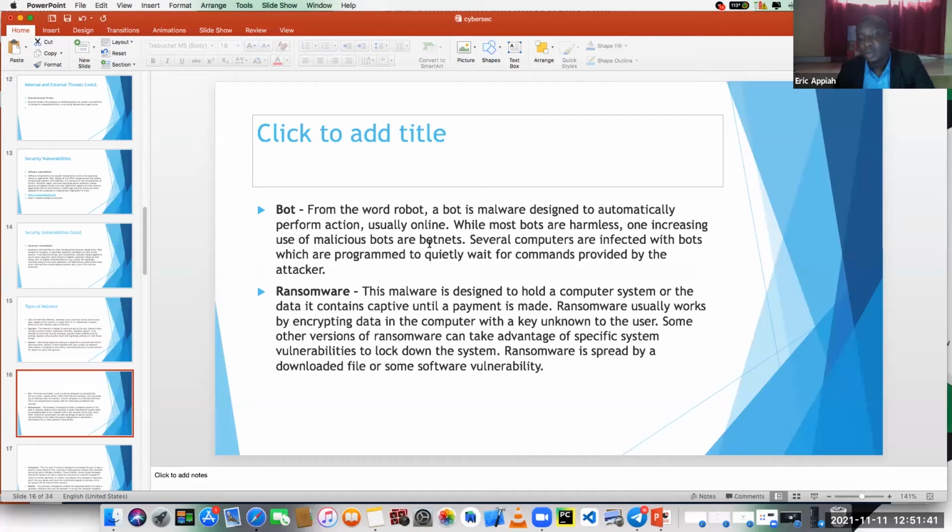Ransomware usually works by encrypting data in a computer, and the key is unknown to the user. So they encrypt your system. You can't do anything with your system. Sometimes you can't even format the system. So the system becomes unusable unless you pay them the money, then they give you the key. It is not advisable to pay, because when you pay them, you give them an incentive to continue their attacks.